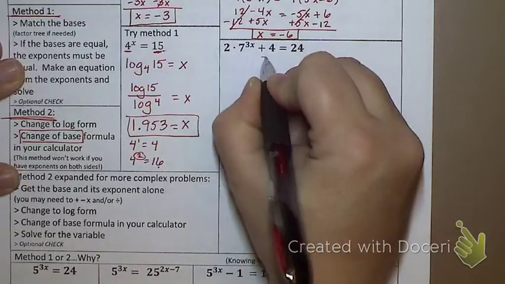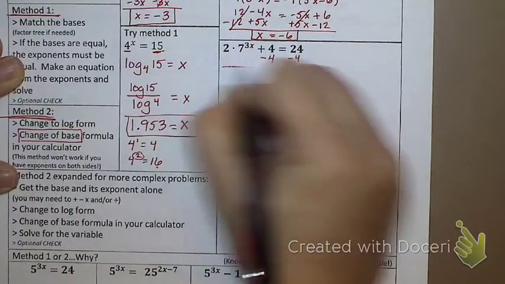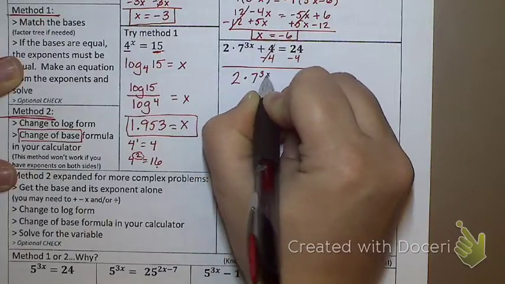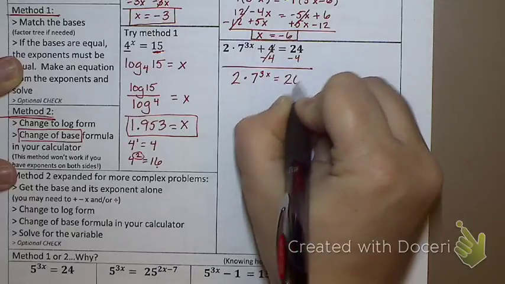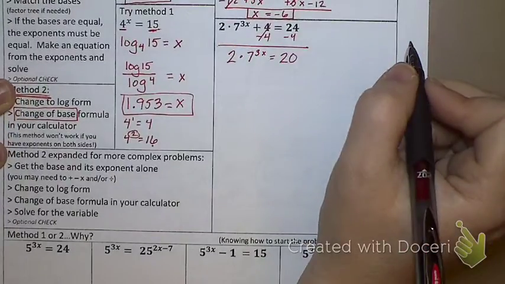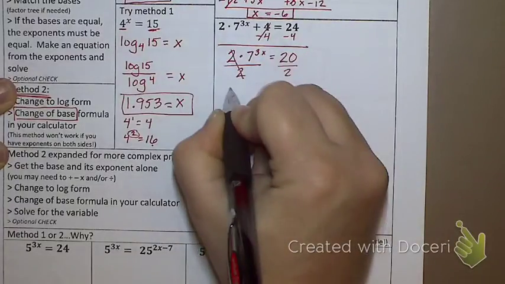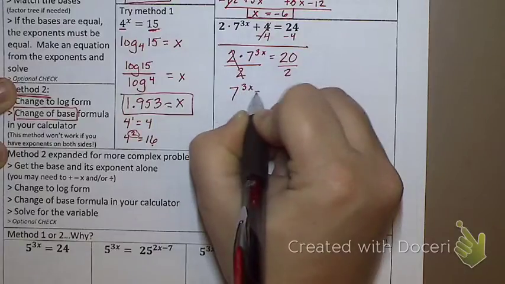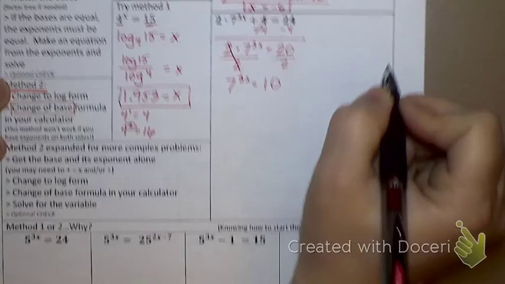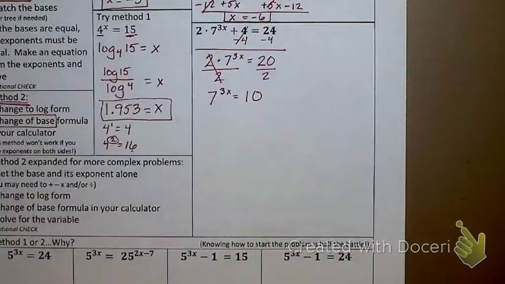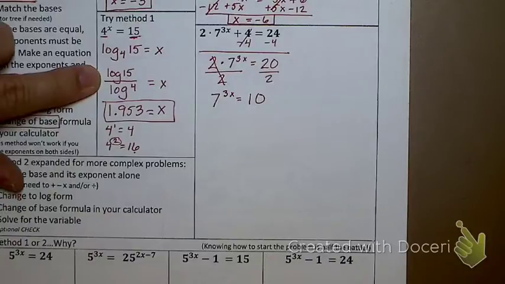Let's subtract the 4. So I have 2 times 7 to the 3x equals what? 20. Is my exponent by itself yet? Nope, so I can divide by 2. So 7 to the 3x equals 10. Can I use method 1 of getting the same bases? Oops, sorry, I didn't mean to put that off the screen. Can I get the same bases? Nope. So what method do I need to use? The second one, going to log form.